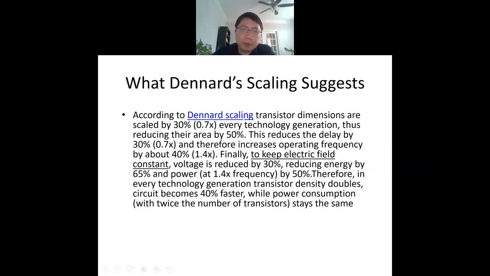So basically here we talk about first the delay and secondly the power. How would those two metrics change with the scaling?